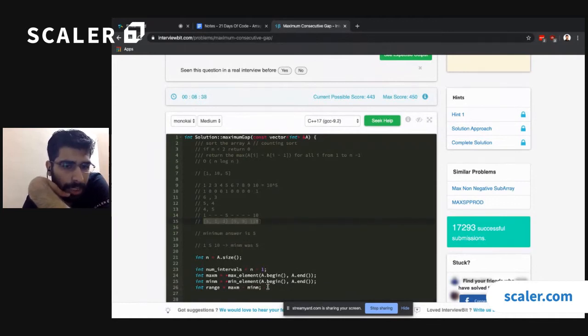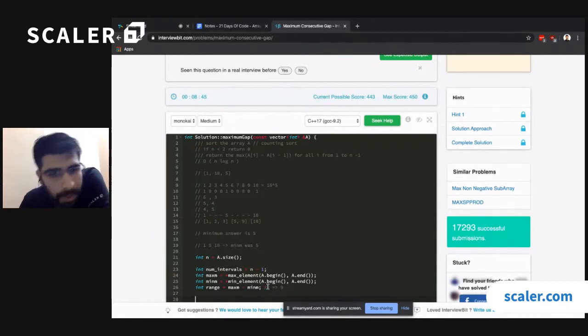Now how many intervals are there? In this case, range will come out to be 9. The number of intervals here are 3, which is basically 9 divided by 2, right? Which is almost equal to 9 divided by 2, or is it not? Range is equal to 9 divided by 2, ceiling, plus 1. So this is my size of each interval. Because obviously they have to be integers, so it will be the ceiling of this. So that will be the minimum possible gap.